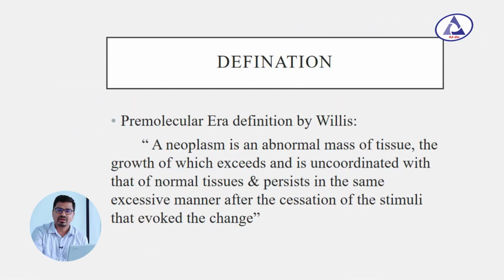Today I will discuss the topic of neoplasia. Now, what is neoplasia? The definition of neoplasia: a neoplasm is an abnormal mass of tissue, the growth of which exceeds and is uncoordinated with that of normal tissues and persists in the same excessive manner after the cessation of stimuli which evoke the changes.